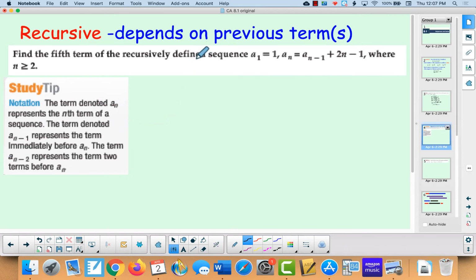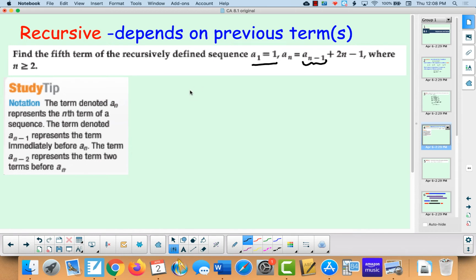Recursive, however, you don't get a formula for each term. You get a formula for how each term depends on the term before it. So in this case right here, it's telling you that the very first term in the sequence is 1. To get any other term, you have to take the term before it. That's what this a sub n minus 1 means, the term before that term. So for example, if I'm looking for term 3, I would take whatever term 2 is, add 2 times 3, and subtract 1. So this is the formula for finding each term, but I need to know the term before it in order to get it.